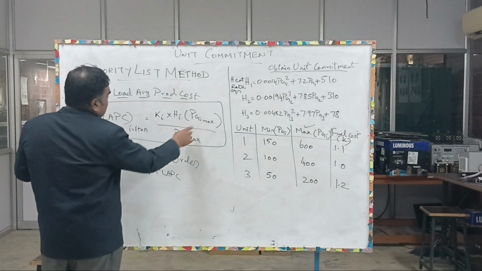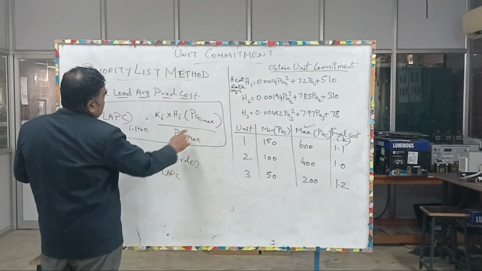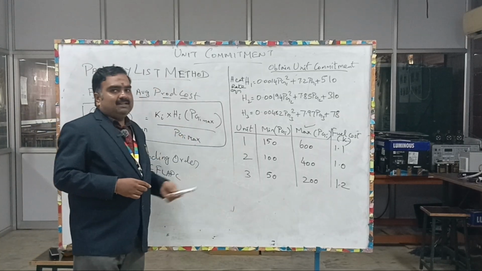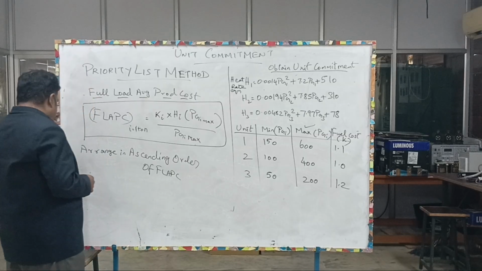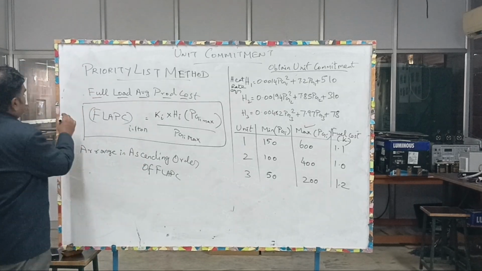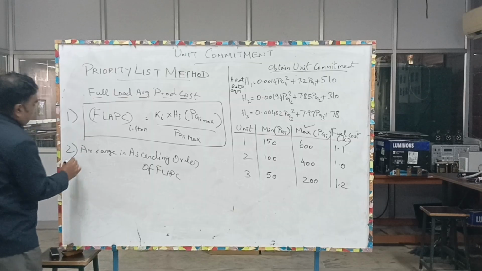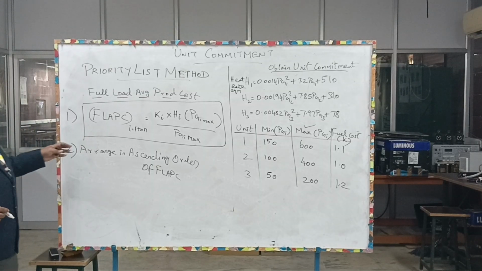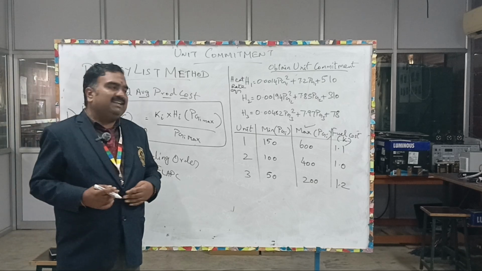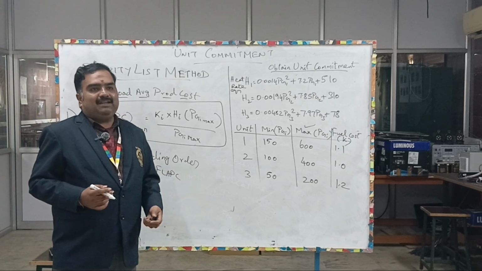So, this divided by PGi max, you have to substitute with the respective maximum generation for the ith generator. And again after that, this is step 1. Next, what is step 2? You have to rearrange the order of the generators in the ascending order of their FLAPCs.